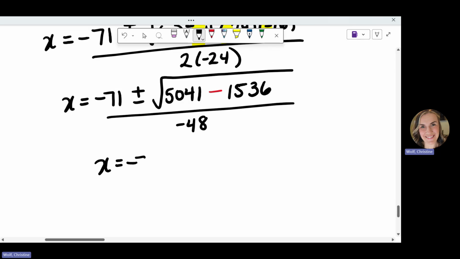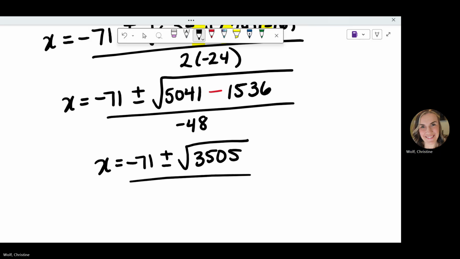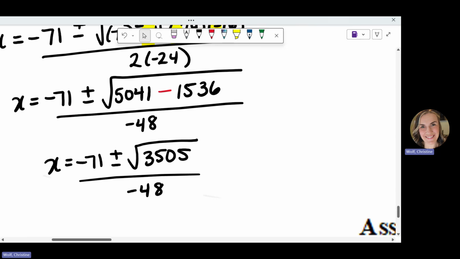Okay, I have negative 71 plus or minus. My radical becomes 3505. And there we are. Now, we are essentially trying to find points, right? Like in theory, we're graphing this behind the scenes. We could be graphing this. And you know me, when we're graphing, I allow decimals to plot points. It's hard to plot that point, right? Gross. So you can change this to a decimal.